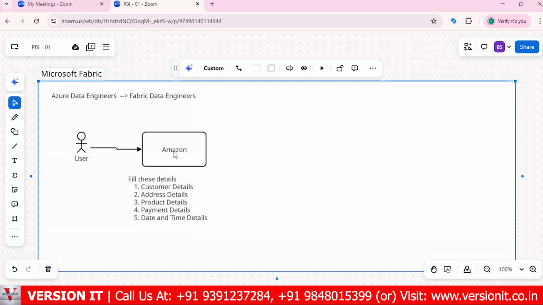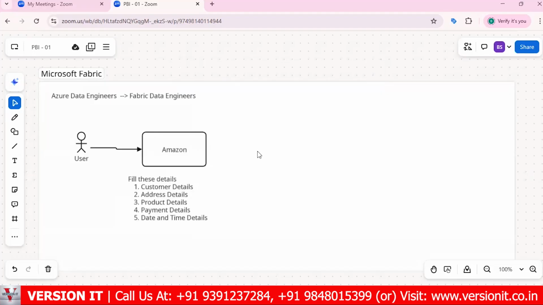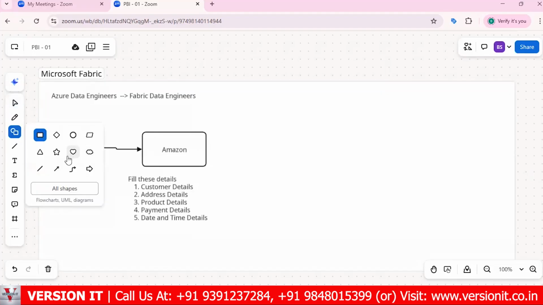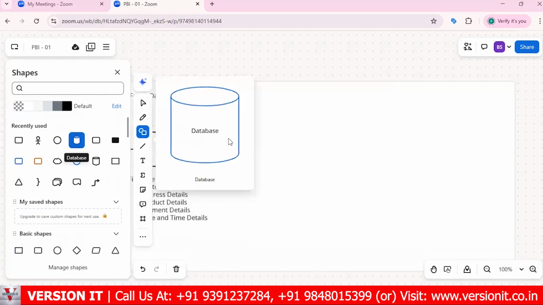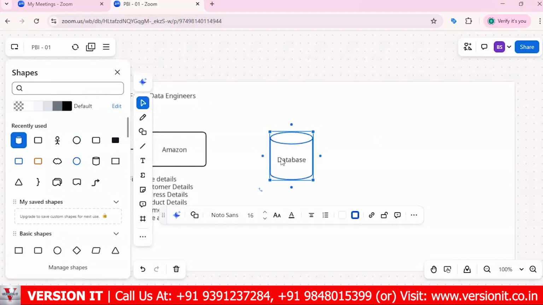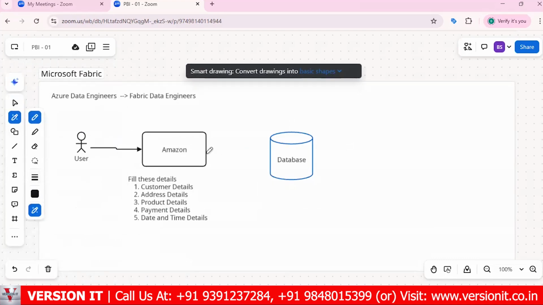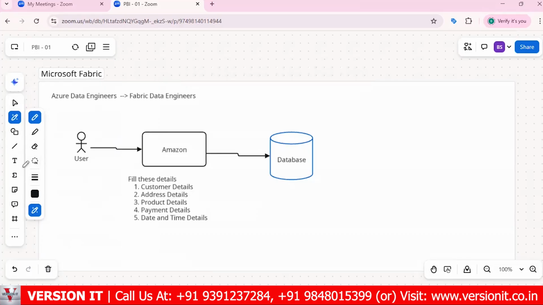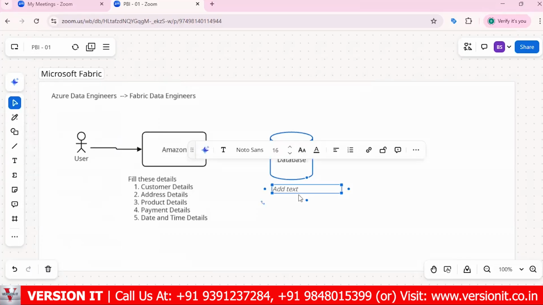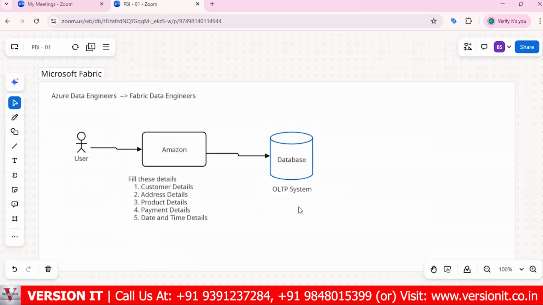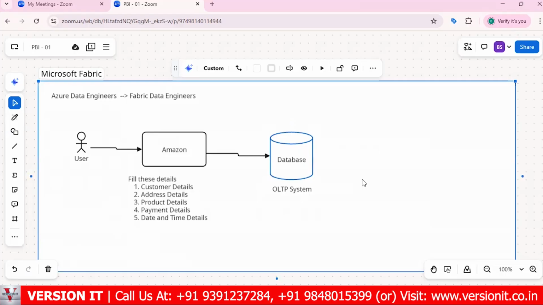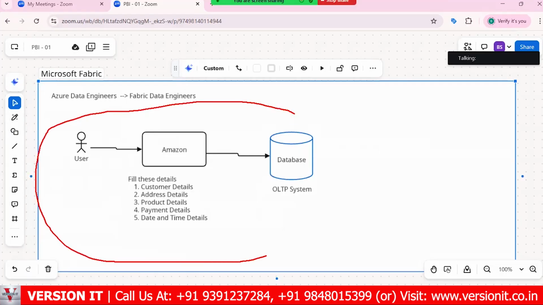So these details are going to be captured by your Amazon, your business application, any business in the market. Once they capture those details, they're going to keep them inside the database. With the business application, they feed the data into the database. This kind of system we can call an OLTP system, online transactional processing system. In this entire course, we are not going to be part of this. It is not related to us.